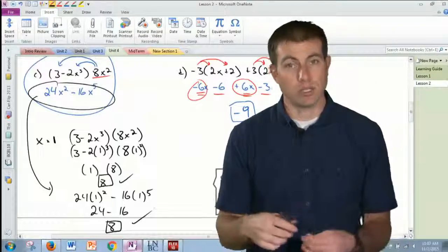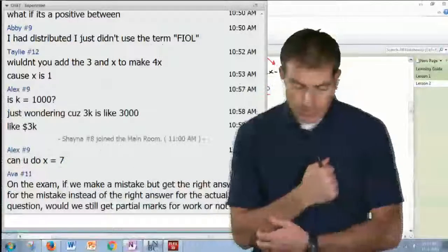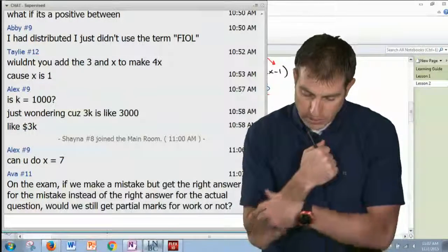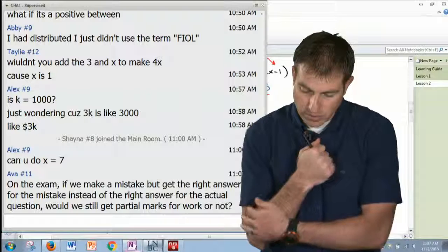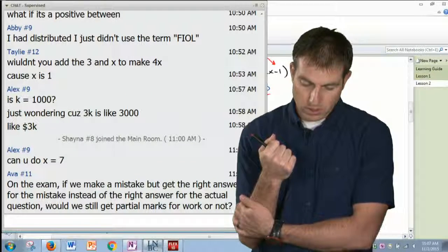And you can do this with any question in this whole entire unit, and you should figure it out that way. On the exam, if we make a mistake but get the right answer for the mistake instead of the right answer for the actual question, will we still get partial marks for our work or not?